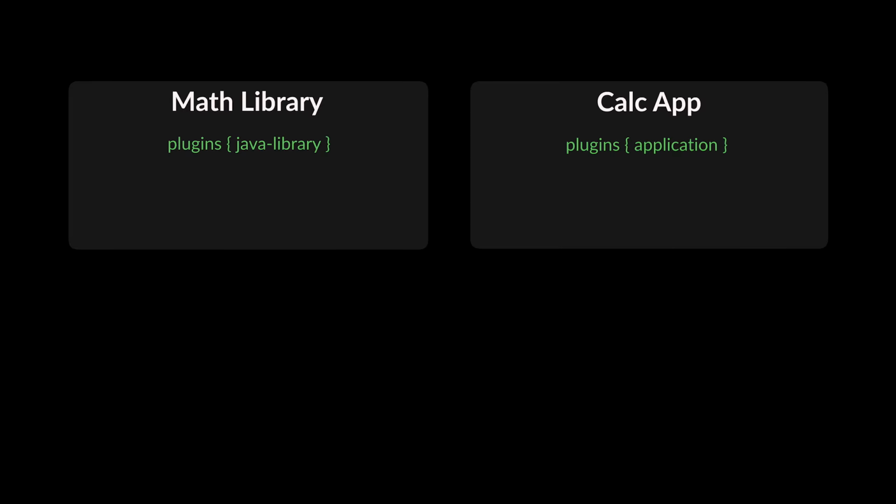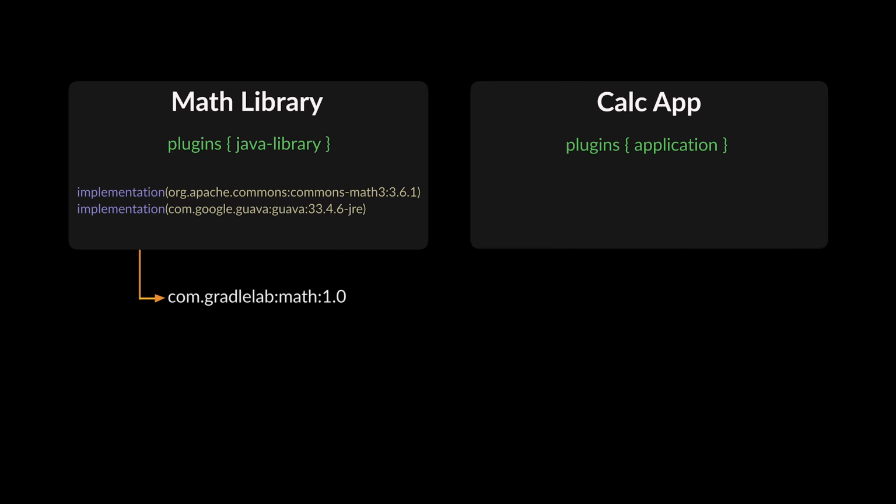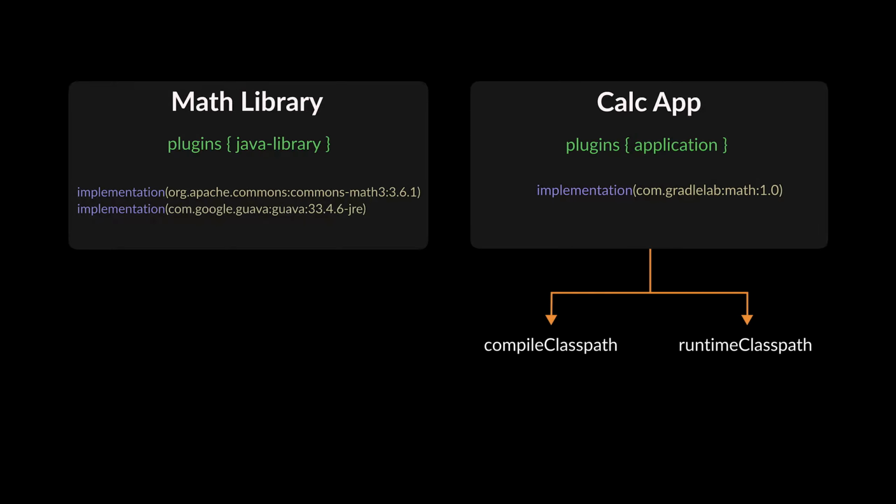In this example, the math library has two dependencies: Apache's Commons Math and Google's Guava, which are added with the implementation declarable configuration. When the project is built, it produces a math jar file which is published to a repository. This is consumed by the calculator app by adding it as a dependency with the implementation declarable configuration. In the calculator app, the compileClasspath and runtimeClasspath resolvable configurations will extend from the implementation configuration, so both will have the math library.